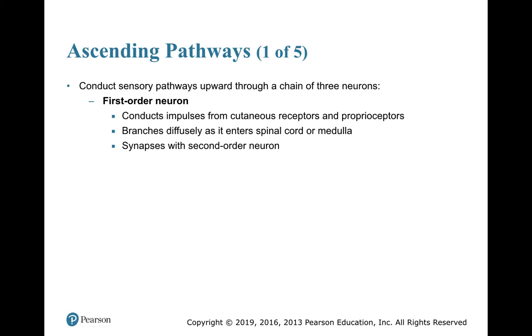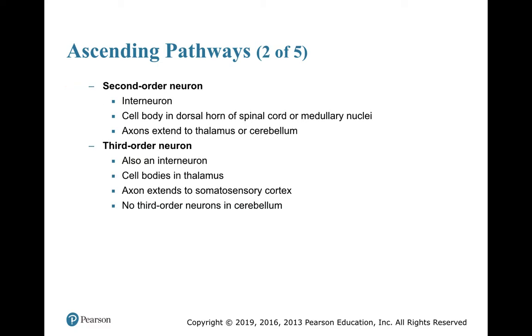So in an ascending pathway, information is going up to the central nervous system, and it's going to have a chain of at least 3 neurons. The first order neuron is going to conduct impulses from cutaneous receptors and proprioceptors, and their locations are mapped. So when that signal comes from a particular place, the central nervous system knows where that is coming from. They branch diffusely as they enter the spinal cord or the medulla, depending on where they are, and they synapse with second order neurons. That second order neuron is almost by definition an interneuron.